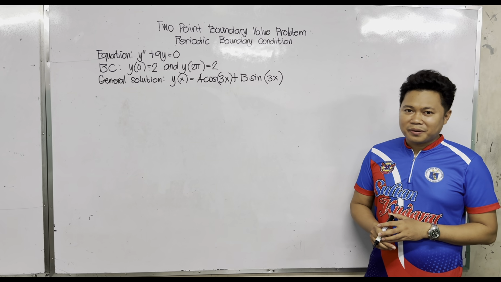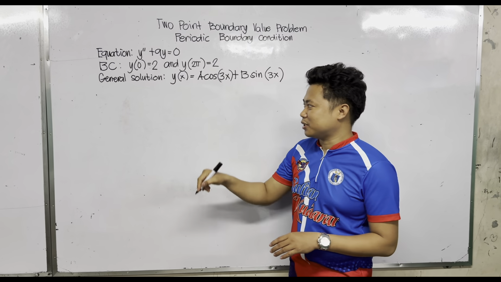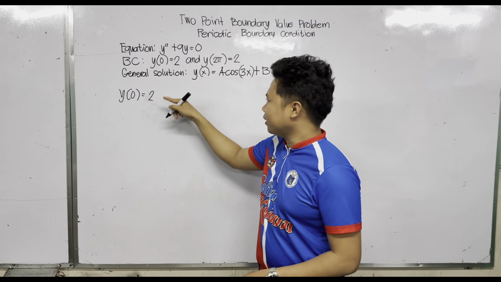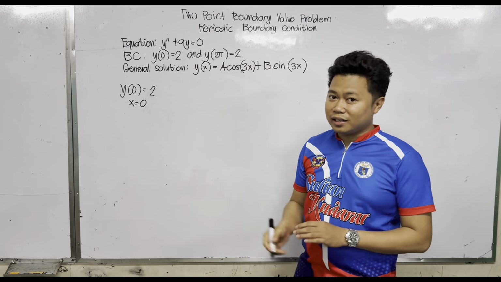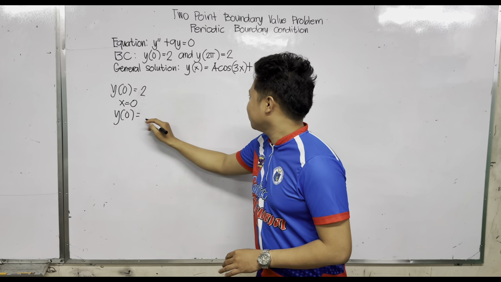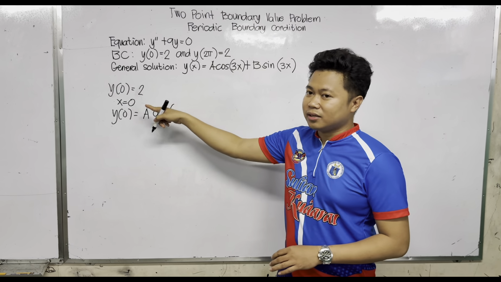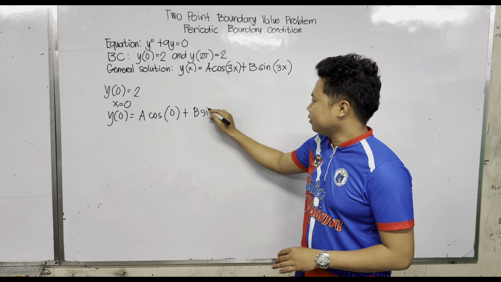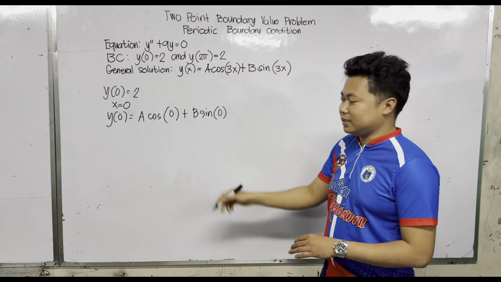So, first step, we're going to apply the boundary condition y of 0 equals 2. We first plug x equals 0 into our general solution. So y of 0 is equal to a cosine of 3 times 0, that is 0, plus b sine of 3 times 0, that is 0.